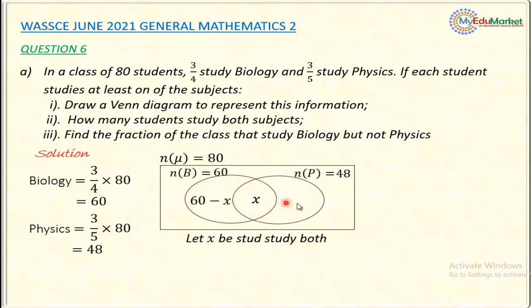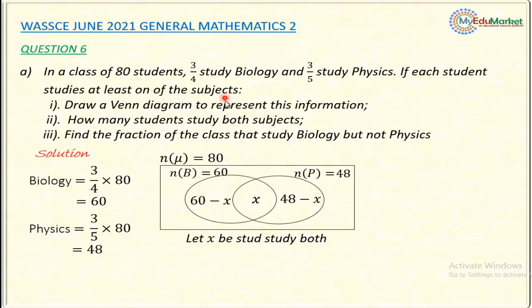Now this is the same here. Those that study physics only. The total of those that study physics is 48, but some study biology at the same time. So if I remove those who study biology from 48 to give me those that study physics only, I have 48 minus X.